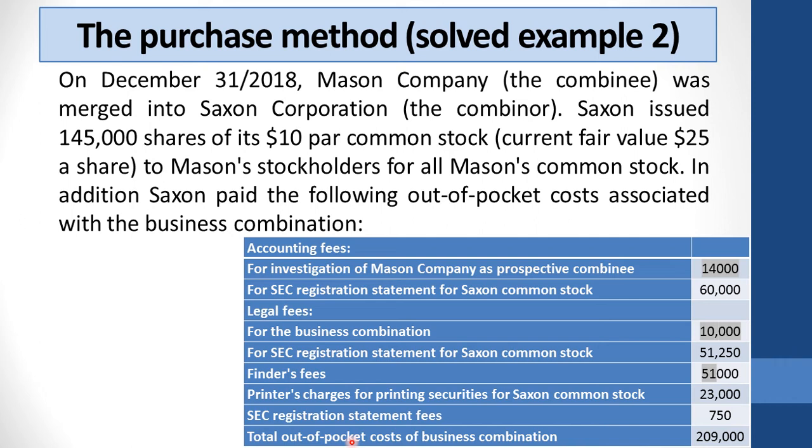Okay, so what are the direct out-of-pocket costs from these? The direct out-of-pocket costs are only the accounting fees for investigation of Mason Company, 14,000, the legal fees for the business combination, 10, and the finder fees, 51. These three figures are the direct out-of-pocket costs.